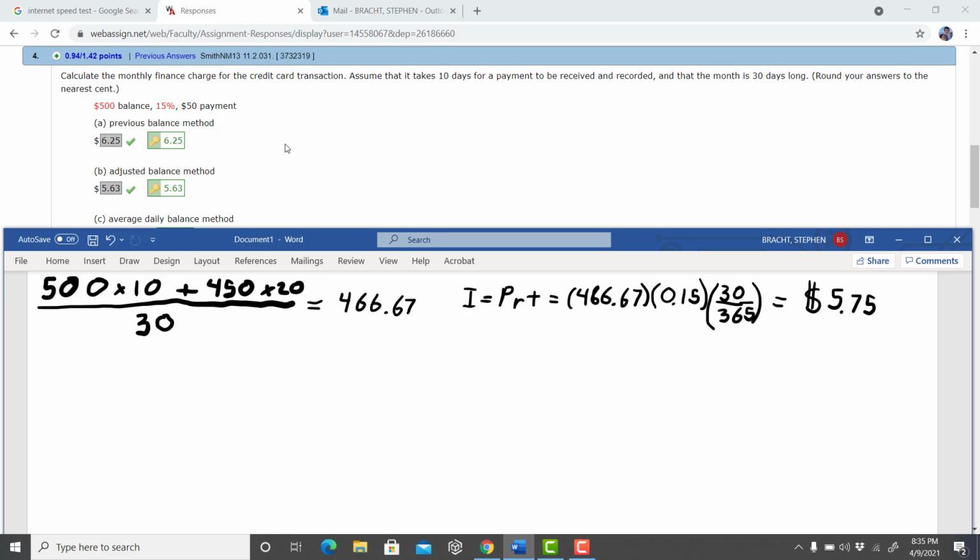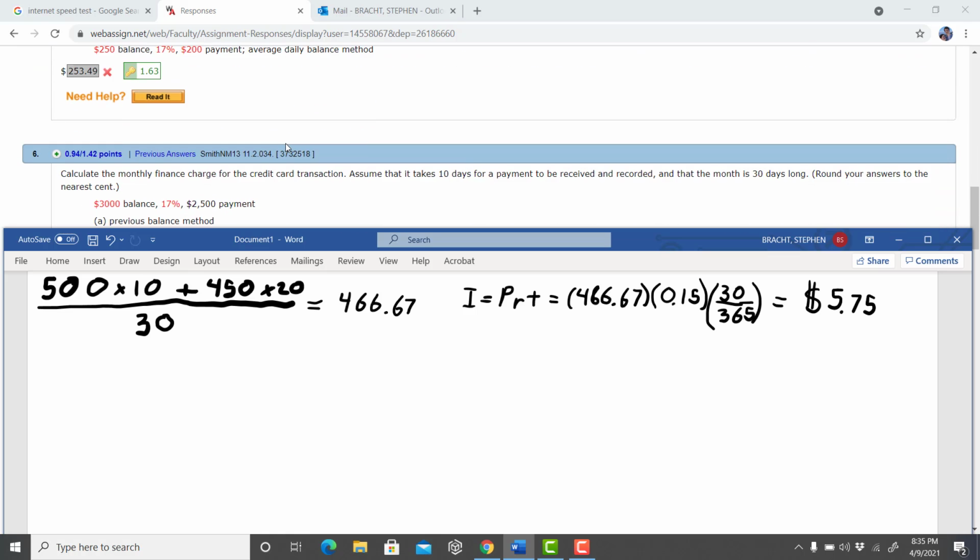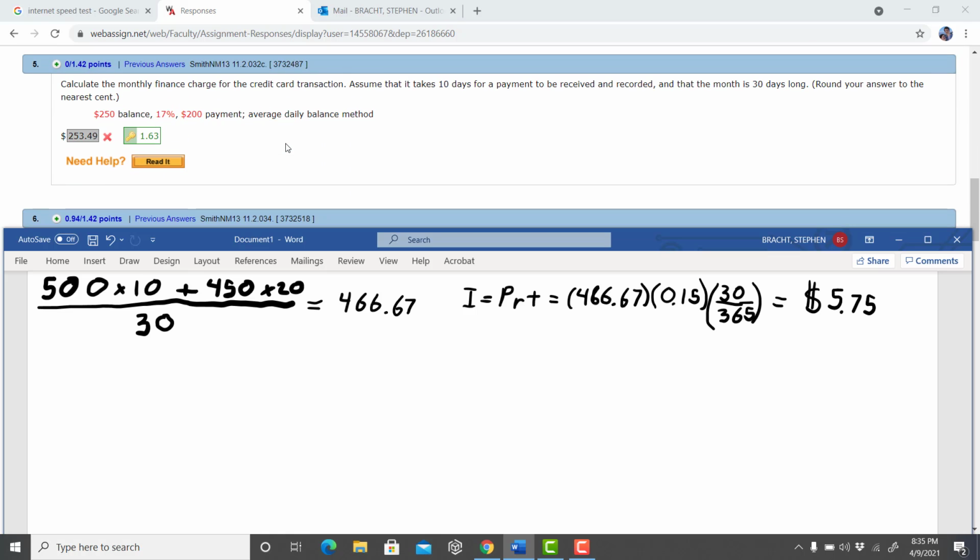And let's see, problem 5, you're actually going to do pretty much exactly the same way, right? You've got a balance of $250. That's good for the first 10 days. Then a $200 payment is made. So the balance is then $50 for the remaining 20 days. And you'll just work it out that way, exactly the same way as problem 4.